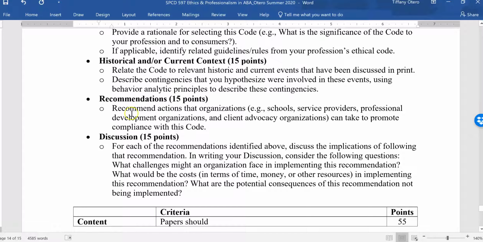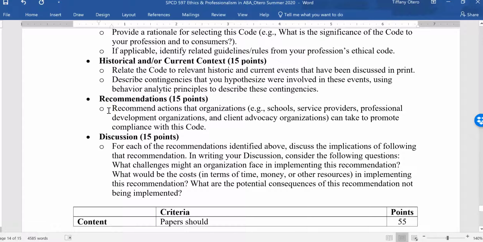Also, do the best you can to describe contingencies as you hypothesize that were involved in these events. So I know that this is an intro class for several of you. So you want to think about, I know most of you are going to be familiar with antecedent, behavior, consequence. Maybe what is the thing that triggered this? What was the behavior? What was the consequence? And then how did that build into becoming a professional code?